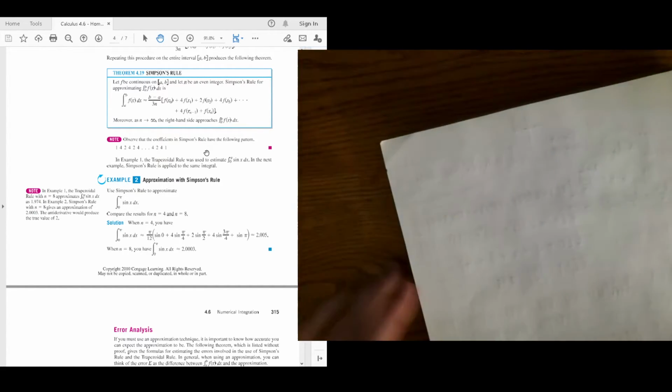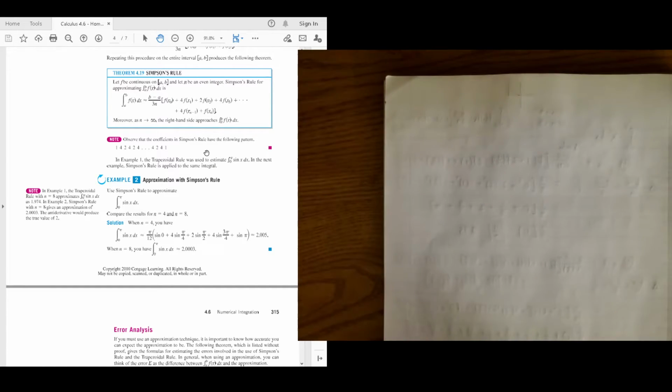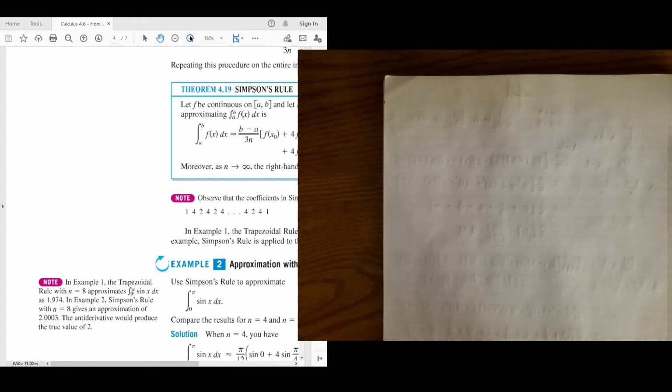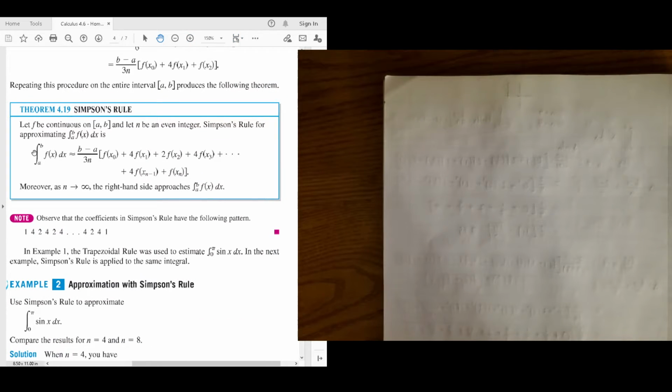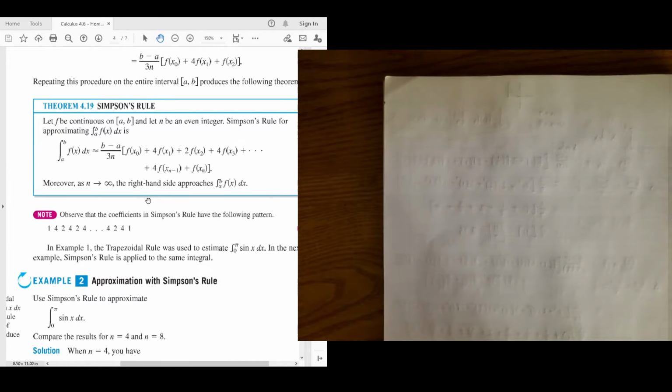So Theorem 419 works a little bit differently than the other theorem. It has a couple of things that are a little bit different. So first of all, instead of b minus a over 2n, it's b minus a over 3n. That's a big difference. So instead of 2 on the bottom, it's a 3 on bottom. And notice that the coefficients, if you do the note down here below, are 1, 4, 2, 4, and they alternate between 4 and 2 until the last term, which is back to 1.